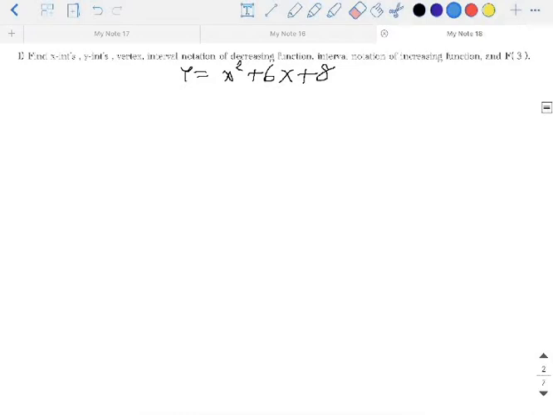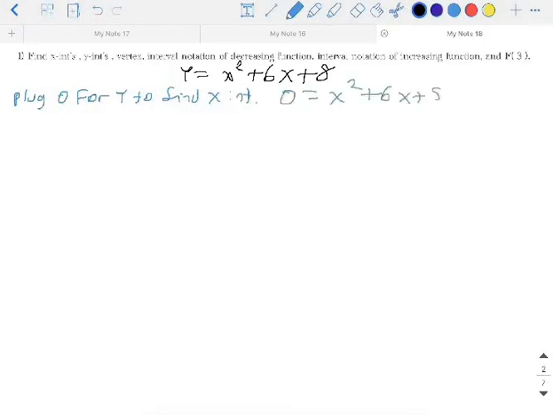Our goal is to find the x-intercepts, y-intercepts, vertex, interval notation of the decreasing function, interval notation of the increasing function, and the function of 3. Y equals x squared plus 6x plus 8. Just like the previous slide, in order to find the x-intercepts, plug 0 for y. 0 is equal to x squared plus 6x plus 8. Now, this kind of problem looks pretty familiar from chapter 1.6, where you have to factor and then solve for the x values.